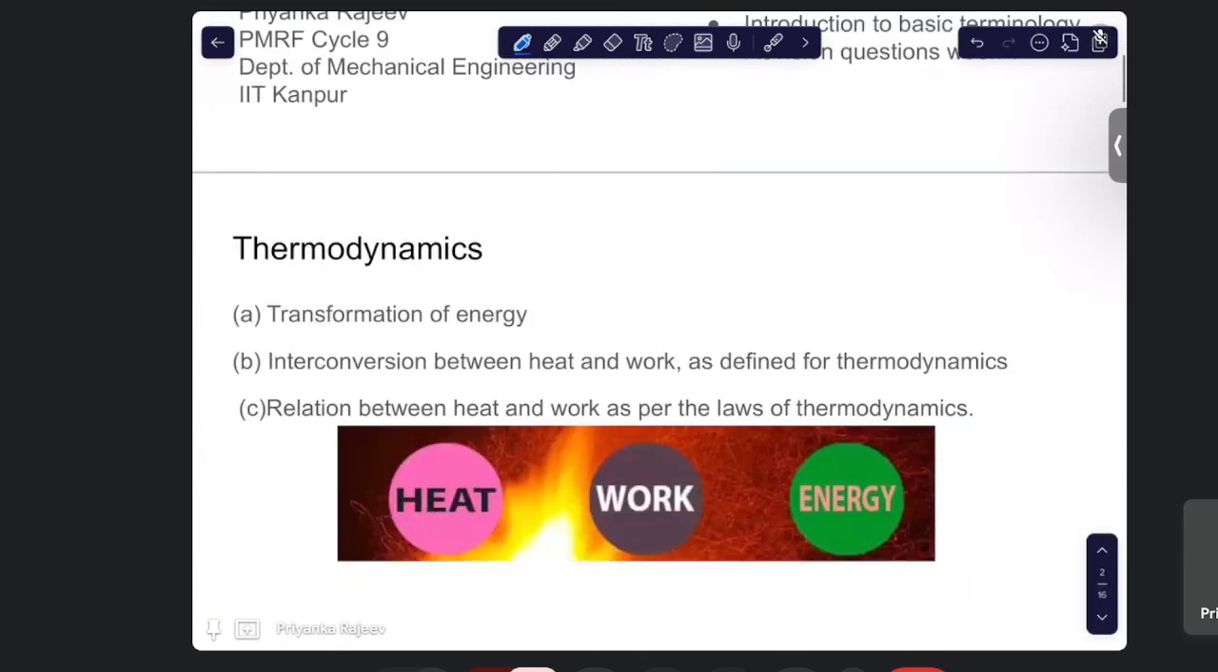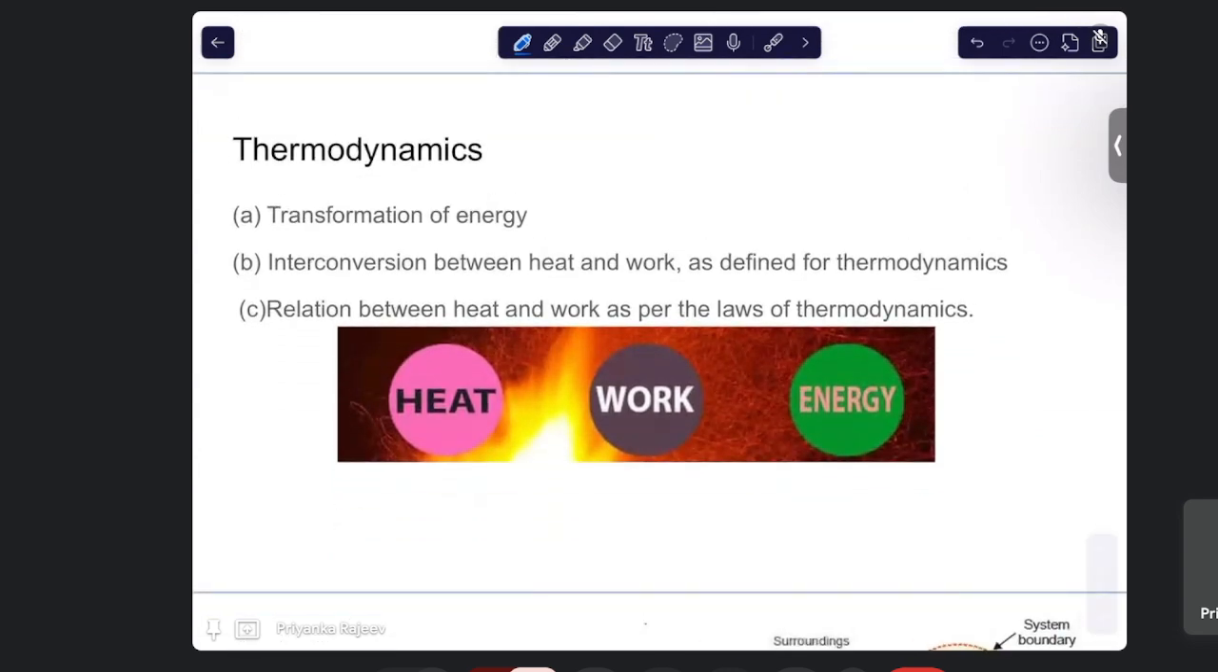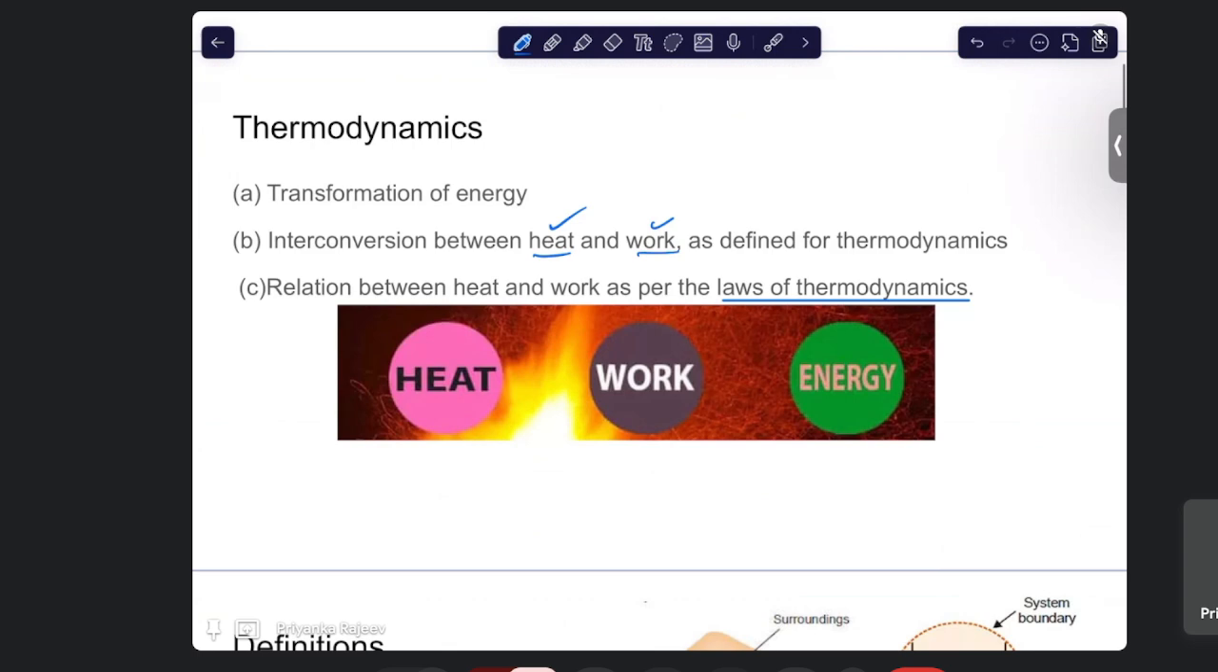Now, just an overview of the lectures. It started with the definition of thermodynamics. So thermodynamics is the study of transformation of energy, interconversion between heat and work, and relation between heat and work as per the laws of thermodynamics. So the interconversion or relation is defined by the laws of thermodynamics, which we are going to see, and also what heat and work are. Those definitions will also follow in the coming slides.